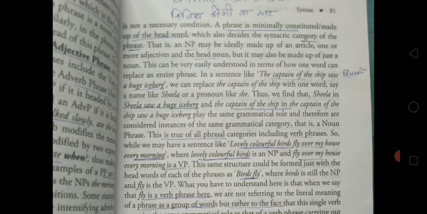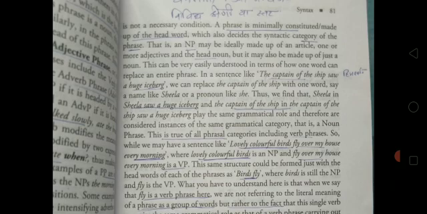So while we may have a sentence like lovely colorful birds fly over my house every morning, where lovely colorful birds is a noun phrase, the head word is birds, and lovely and colorful modify birds, and fly over my house every morning is a verb phrase.